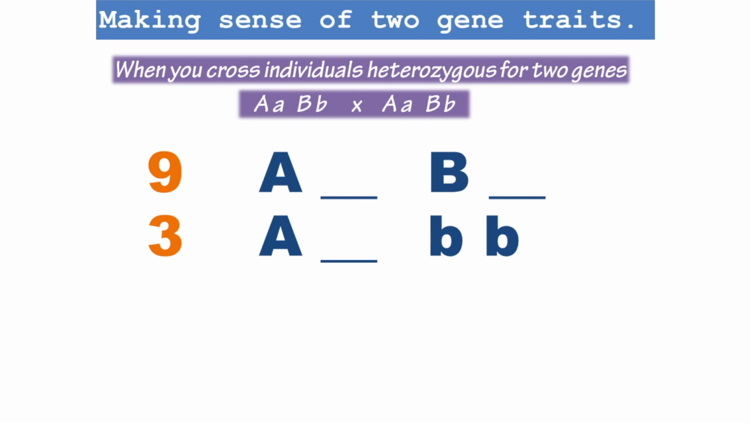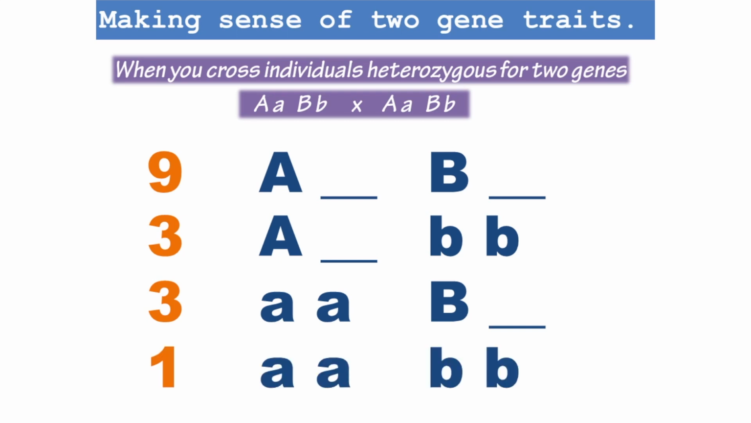In 3 out of the 16 times, you're going to inherit at least one big A. The other one you don't know, could be either, but it's going to show the big A trait. And then for B, you're going to inherit 2 little b's. You've got the recessive condition for that one. You're also going to have the reverse of this. In 3 out of 16 cases, you're going to inherit 2 of the little a's, one from the father, one from the mother. And then for the B, you're going to get at least one big B. Maybe it's big B, big B, maybe it's big B, little b.